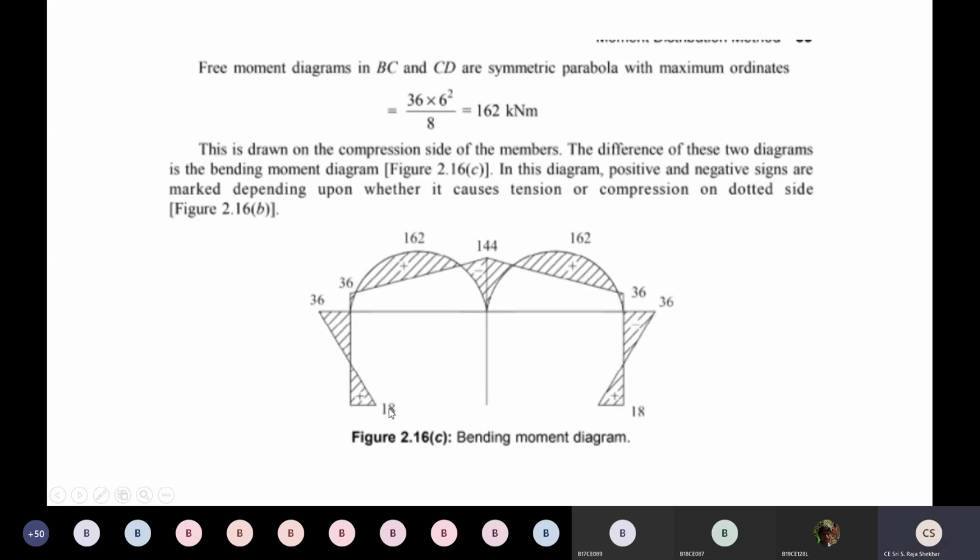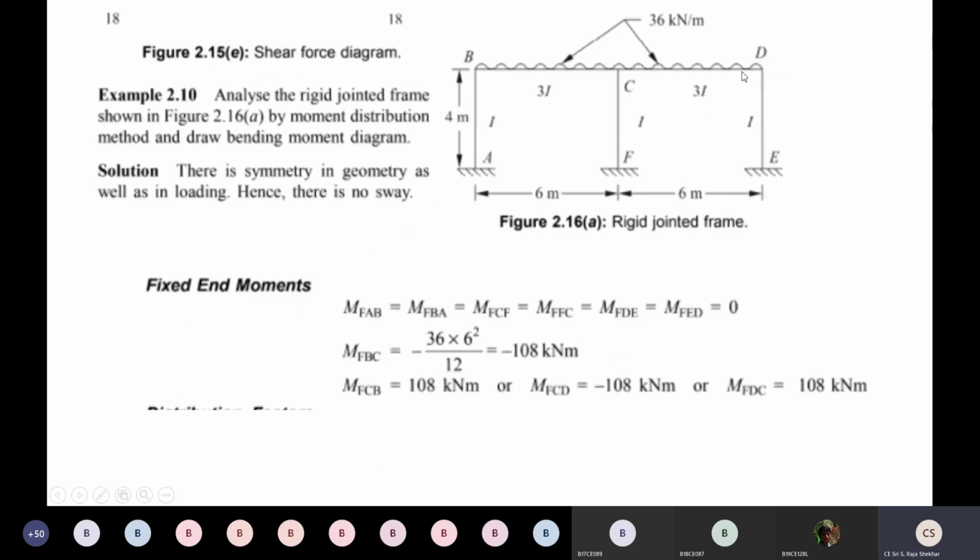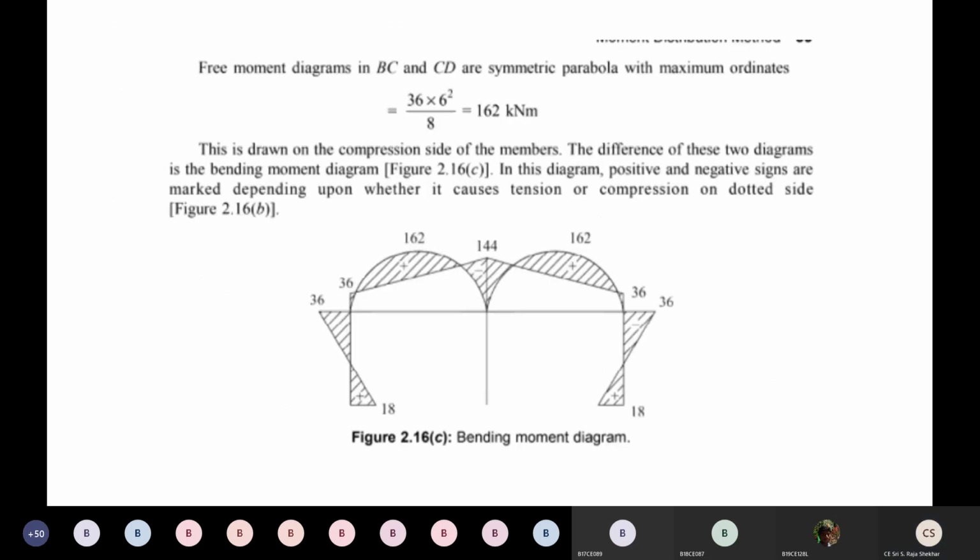After that, you draw the free bending moment diagram for the member BC. For the members BC and CD, load is acting. For AB, CF and DE, load is not acting, so no need to consider the positive bending moment for those members. Here, we only need to consider the positive bending moment for the members BC and CD.